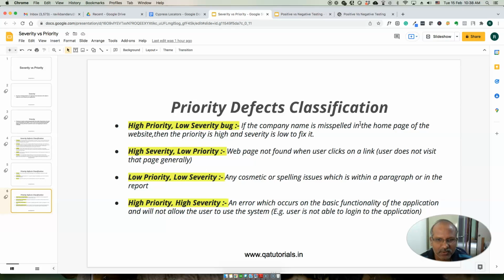So this is how you classify defects into severity and priority. Whenever you are trying to raise issues, keep these points in mind before assigning a particular severity and priority to the bug. I hope this clarifies what severity and priority are, and that you got some idea.